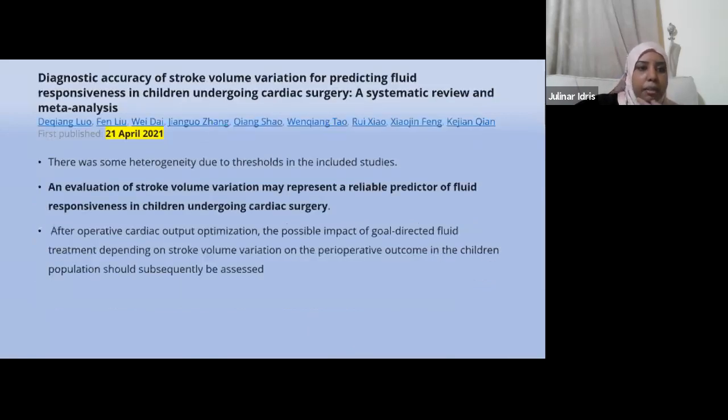Recently published data, in the beginning of 2021, studied the diagnostic accuracy of stroke volume variation for predicting fluid responsiveness in children undergoing cardiac surgery. Again, it was the same. An elevation of stroke volume variation may represent a reliable predictor of fluid responsiveness in children undergoing cardiac surgery.